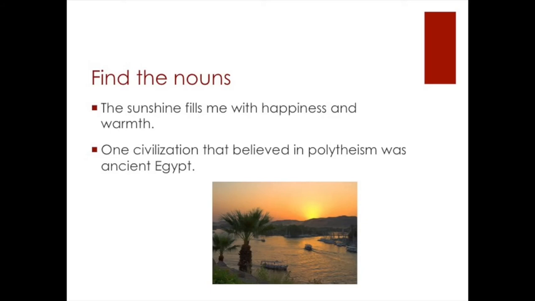Let's look at number 2. One civilization that believed in polytheism was ancient Egypt. Did you find the nouns? You should have identified civilization, polytheism, and Egypt. Those 3 words signify a person, place, thing, or idea.